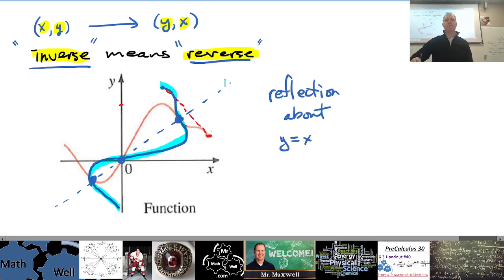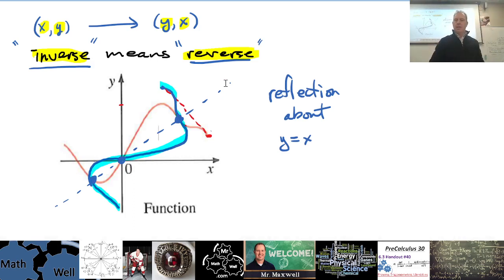Okay, does everyone see that? So if you draw that y equals x line and you were just basically to rotate the graph around that y equals x line, that's what your inverse looks like.